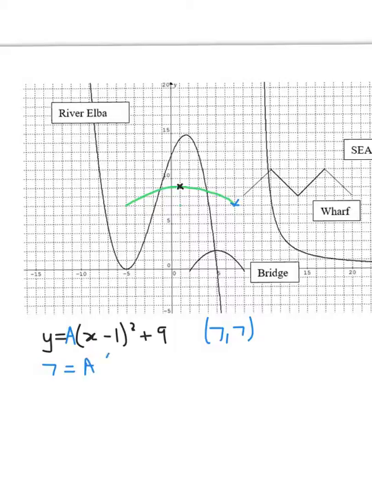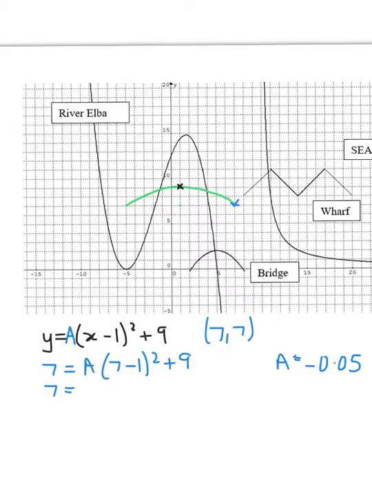7 equals A, 7 minus 1 squared plus 9. You can use equation solver, and if you go on equation and then solver, you'll get negative 0.05 as the A value. Or you can use your algebra.